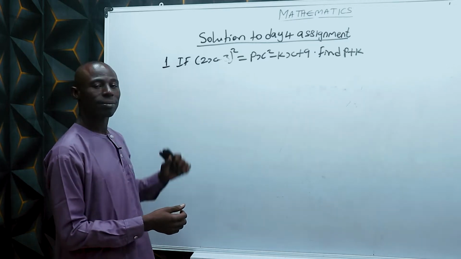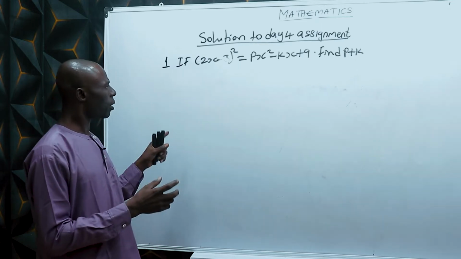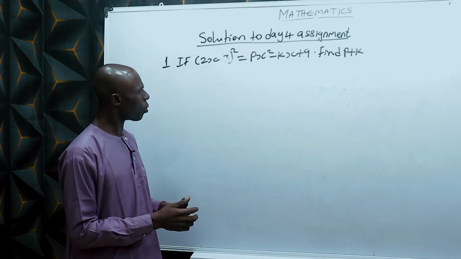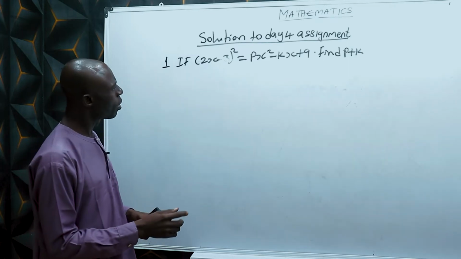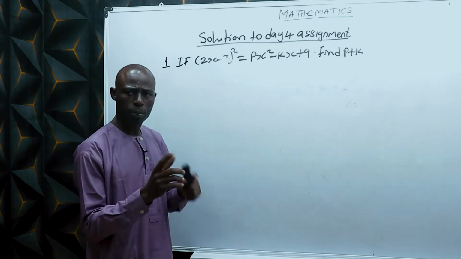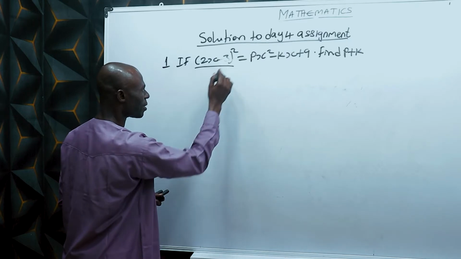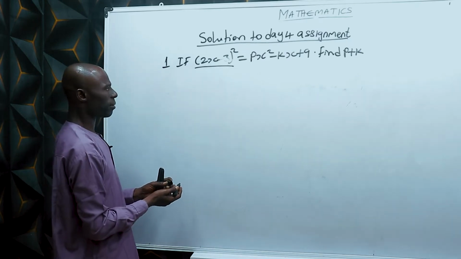Question number 1 in the assignment. If (2x minus 3) all raised to power 2 equals px squared minus kx plus 9, find p plus k. The first thing to do is to expand this bracket.